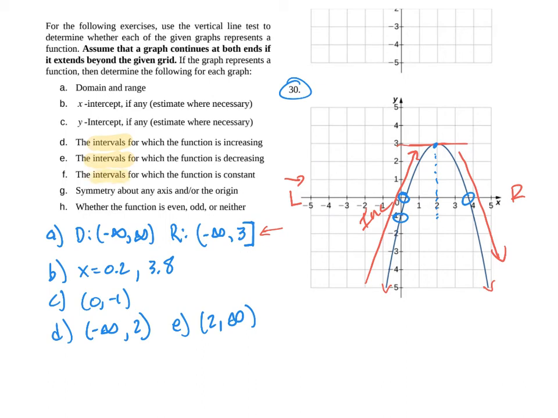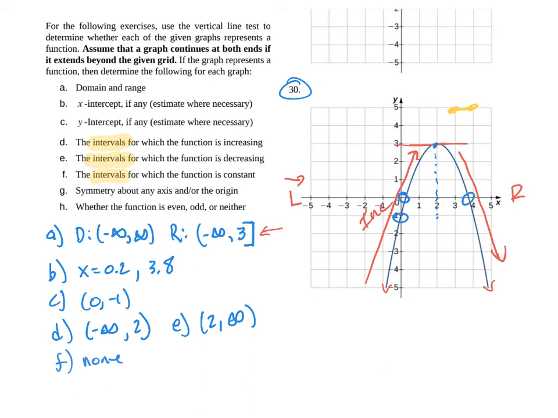What I'd be looking for is places on the graph that are flat like this. This graph is always curving. It's either curving up or down, but it's not constant. So for letter F, we're going to say none, because it doesn't happen to have any constant sections.